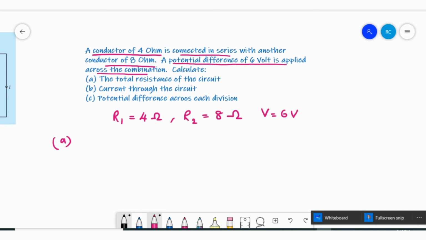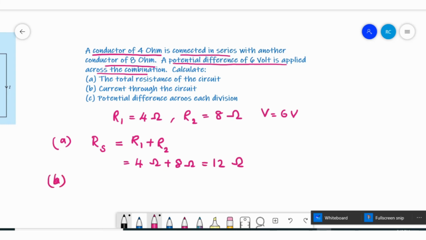So what is total resistance? The total or equivalent resistance RS is equal to R1 plus R2, which equals 4 ohm plus 8 ohm, equal to 12 ohms.